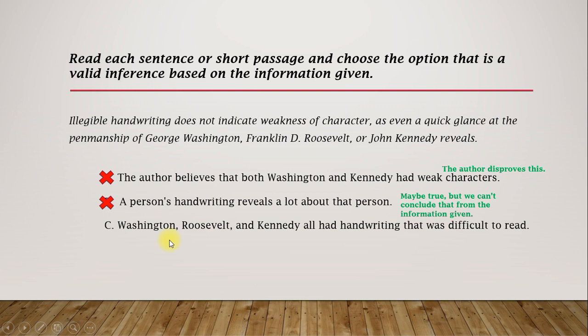And C. Washington, Roosevelt, and Kennedy all had handwriting that was difficult to read. Actually, that's what the author wants to prove, and Washington, Roosevelt, and Kennedy are the evidence for the author's claim. So C is the correct answer.